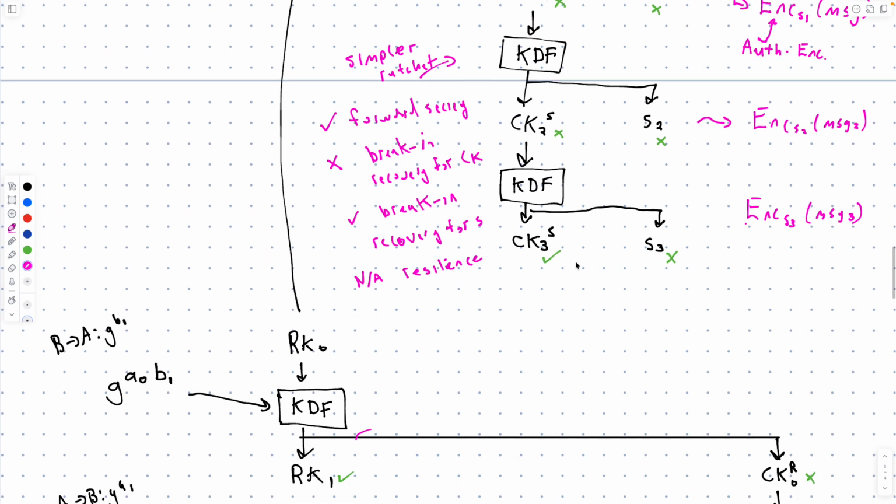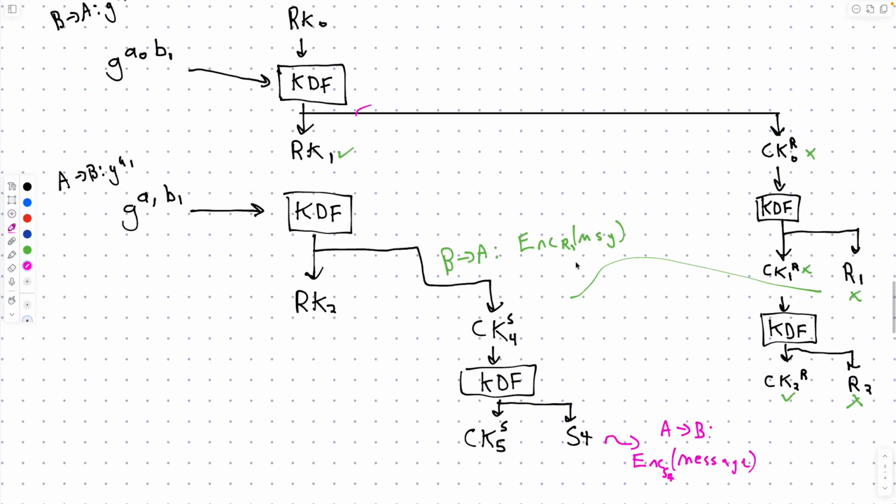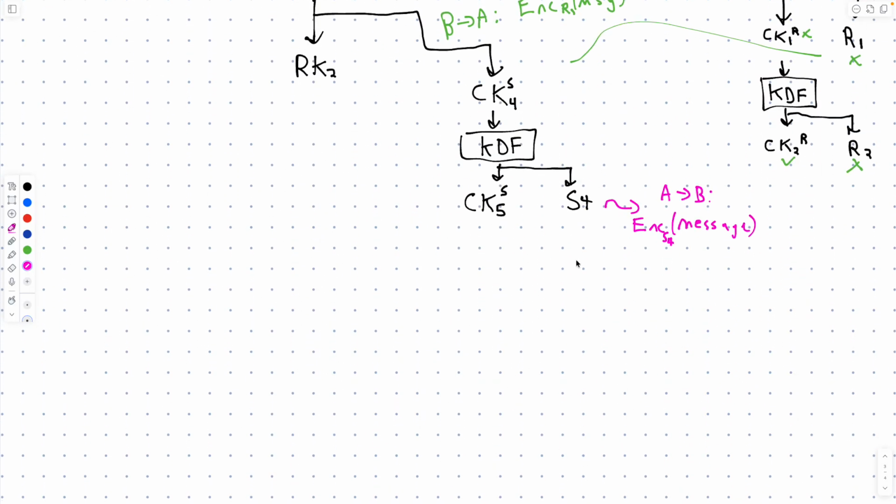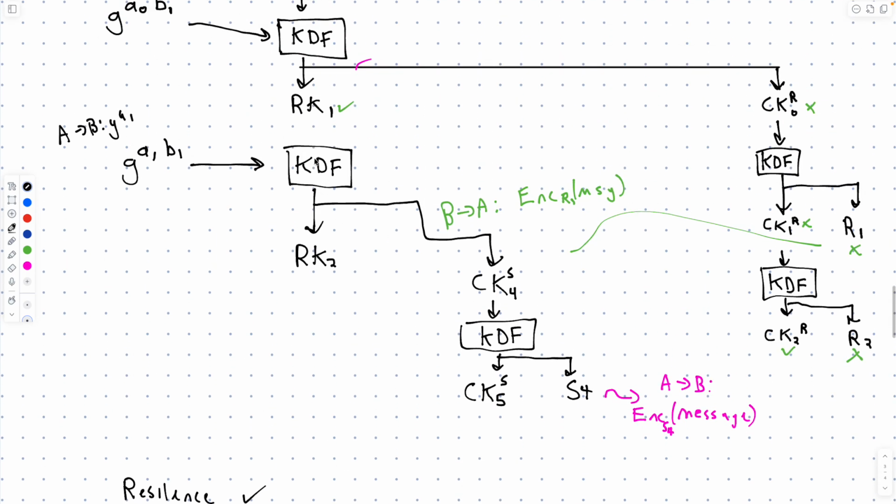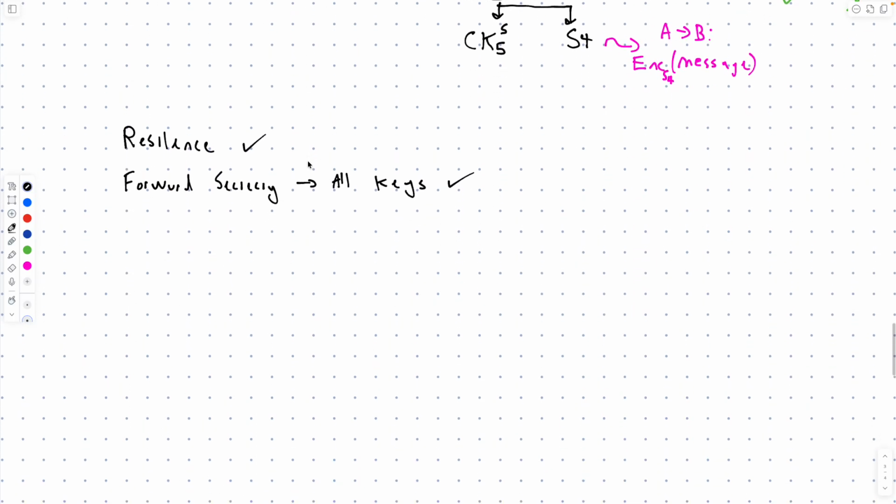Okay, so let me just take some notes about the security here. Resilience, we have that property. Forward secrecy, we basically have this for all keys. So regardless of what keys you're stealing, you're not going to be able to see future round keys, and you're not going to be able to go back to the previous key. Basically, every time you hit a KDF, you're not going to get the key on the other side of it. Break-in recovery is a little more complicated.